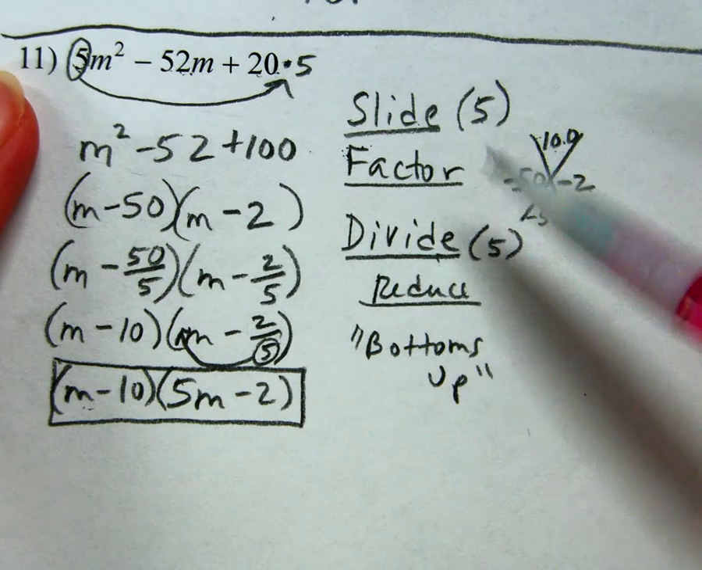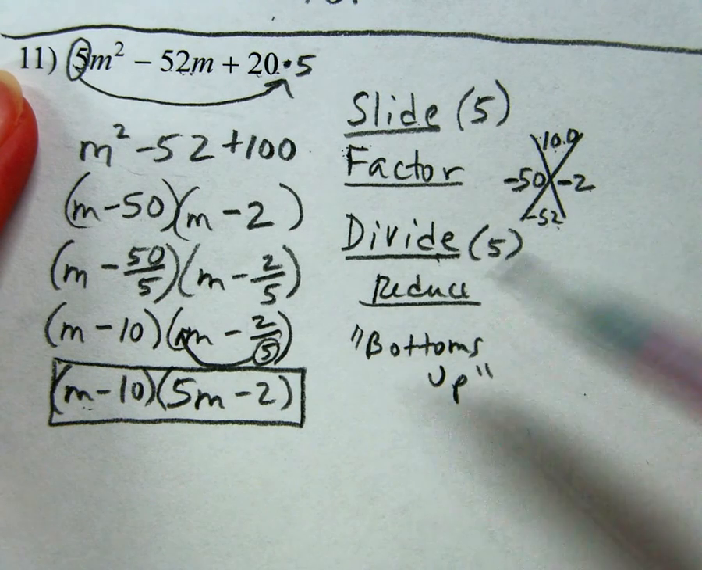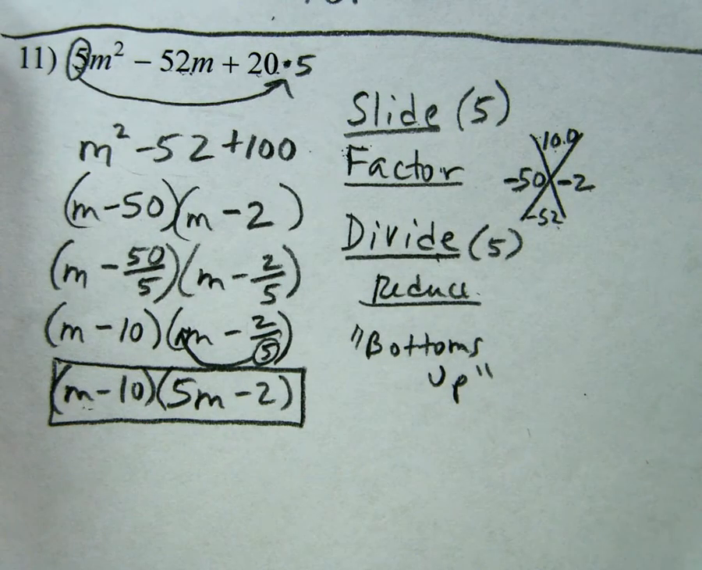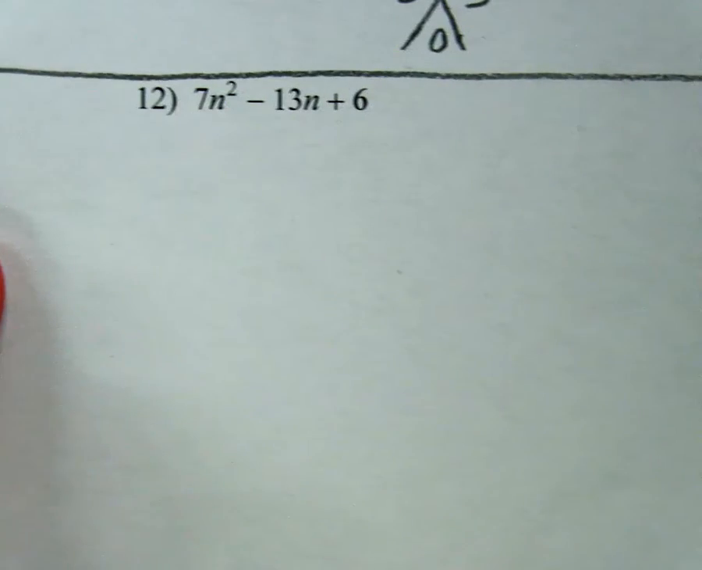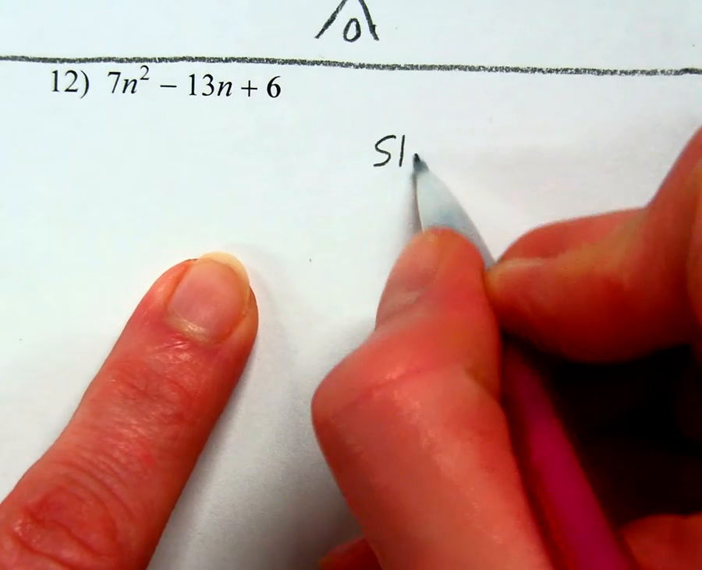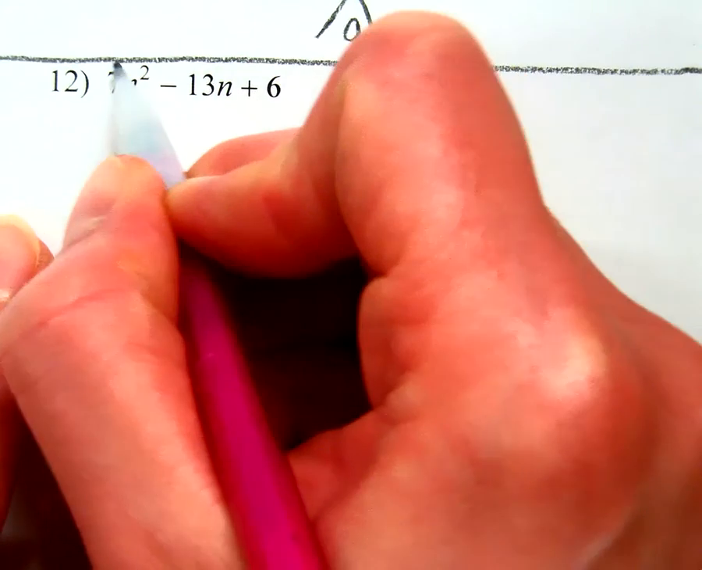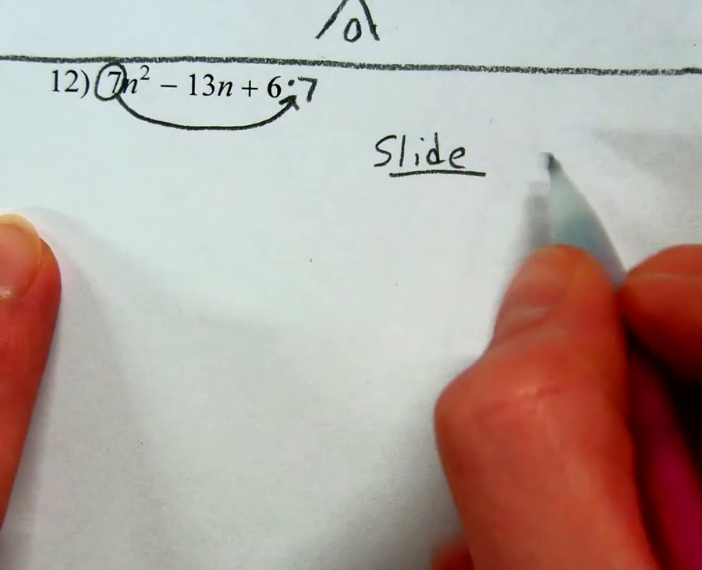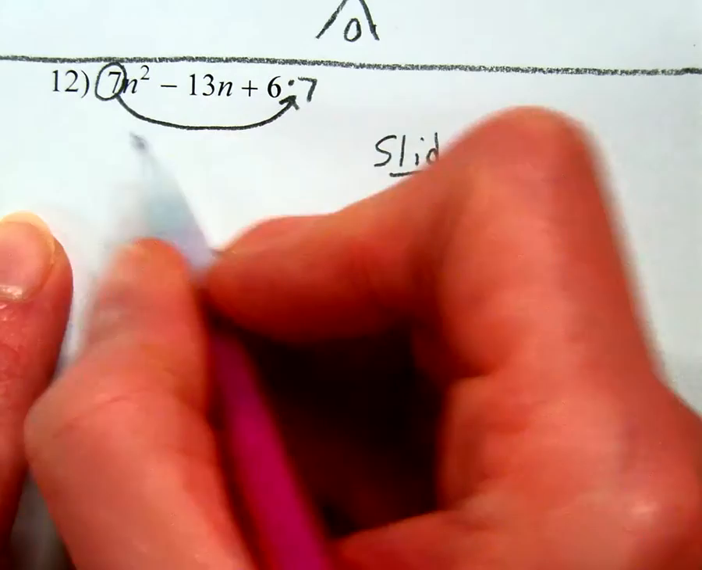So sometimes they call this the slide, divide, bottoms up method. I like to put a couple more steps in there about factoring and reducing because they're important also. Let's do one more of those. Number 12, we're going to start with slide. So you start with the 7 that's on the beginning, and you're going to slide that down to the end. So we're sliding the 7.